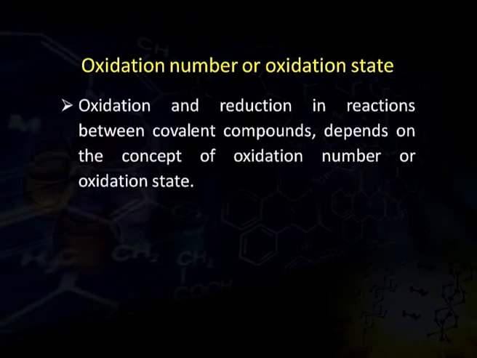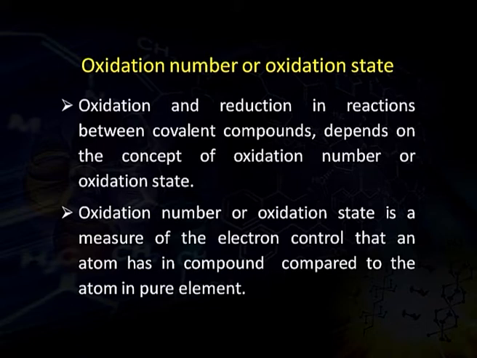Let us discuss the oxidation number or the oxidation state. The oxidation and reduction in reactions between covalent compounds depends on the concept of oxidation number or the oxidation state. The oxidation number or oxidation state is a measure of electron control that an atom has in a compound compared to the atom in its pure state or in pure elemental form.